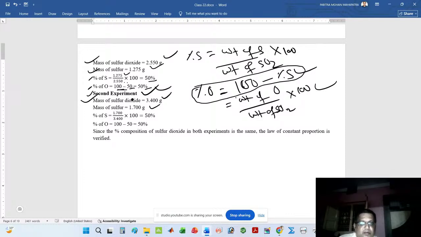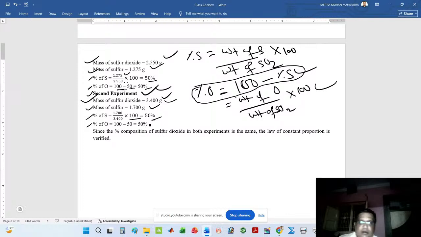Your mass of sulfur dioxide is 3.4. Mass of sulfur is 1.7. Percentage of sulfur means 1.7 divided by 3.4 into 100. If we solve, then it is equal to 50. Similarly, percentage of oxygen means 100 minus 50, that is 50.